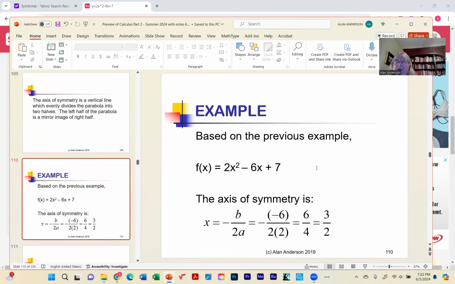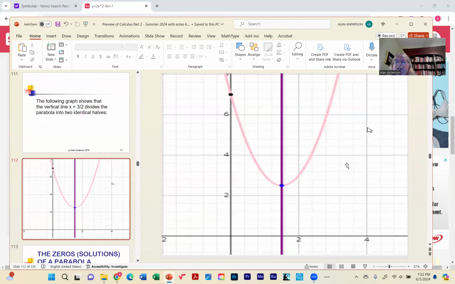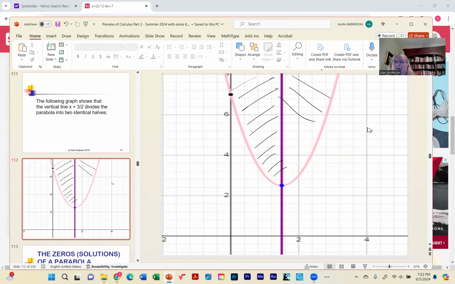So here, for that graph we just saw, the axis of symmetry is x equals 3/2. Okay, so that's very straightforward. And then this is what it looks like in Symbolab. And again, all right, I didn't draw it as well as I might have, but the two sides are identical to each other. It's like identical twins, I guess, looking in the mirror or something.